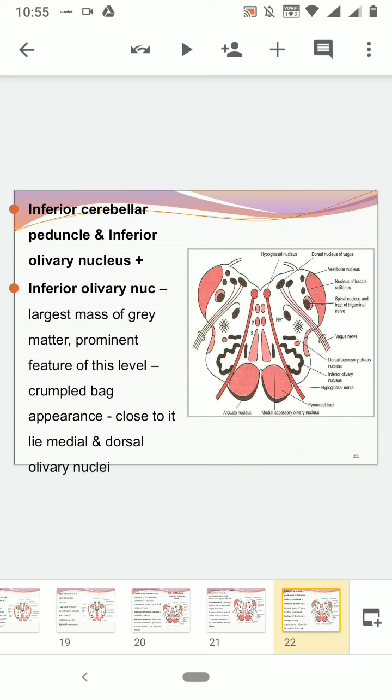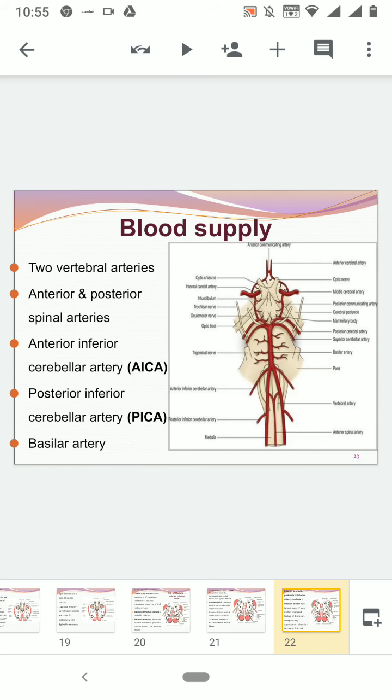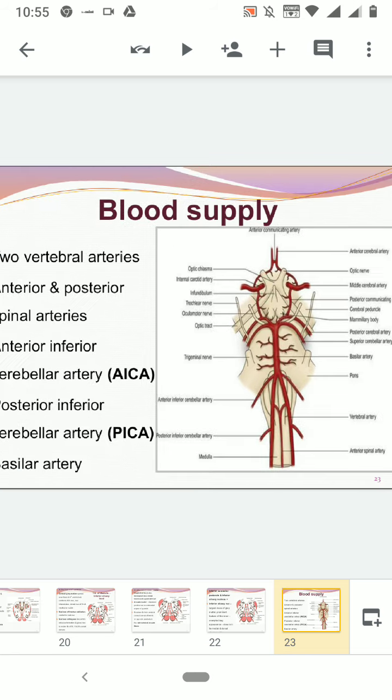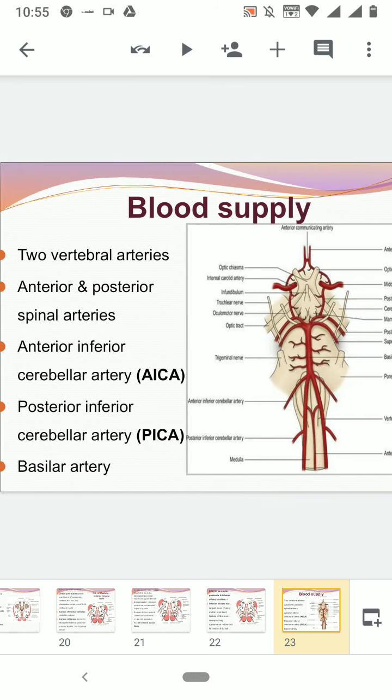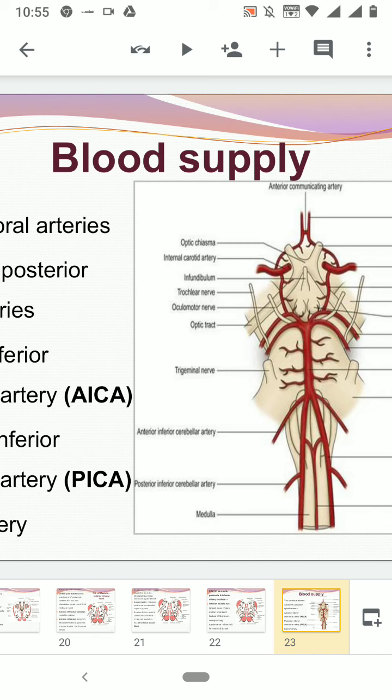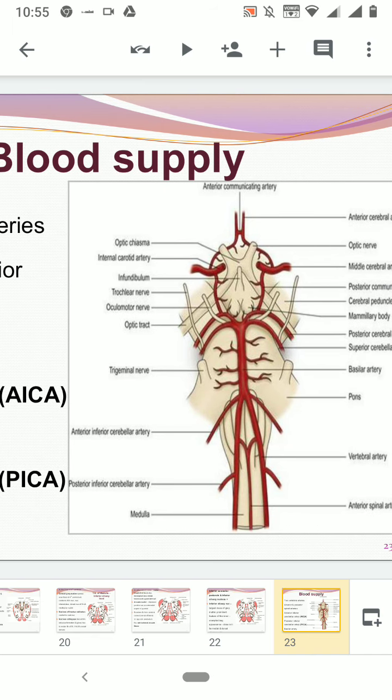We have already talked about the inferior cerebellar peduncle. We have talked about the inferior olivary nucleus, which is a mass. Now a very important point is the blood supply of the medulla oblongata. The medulla oblongata gets its blood supply from the posterior circulation. Please see this very carefully. The medulla oblongata is in the lowermost part of this diagram.